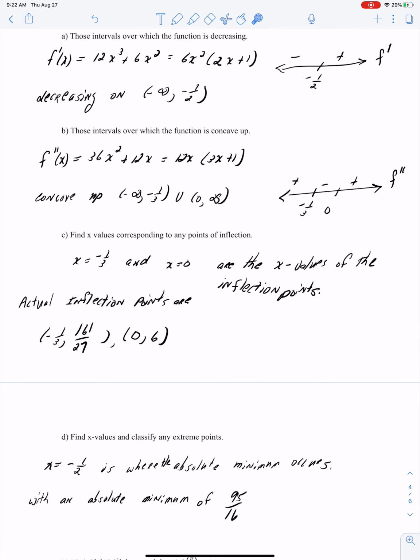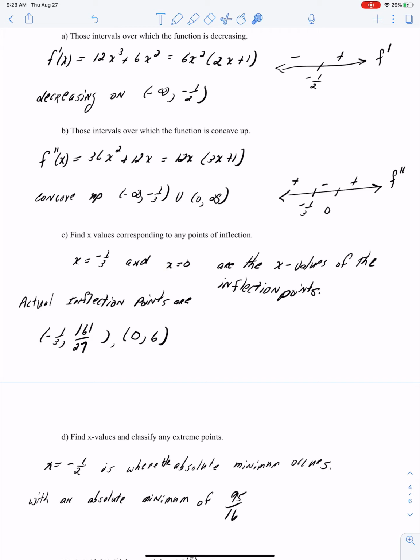Now, if I'm interested in finding the x values corresponding to inflection points, then the inflection points occur where the function changes concavity. So here it is, concave up to concave down, so x equals minus 1/3 is an inflection point, and concave down to concave up again, so x equals 0 corresponds to an inflection point.